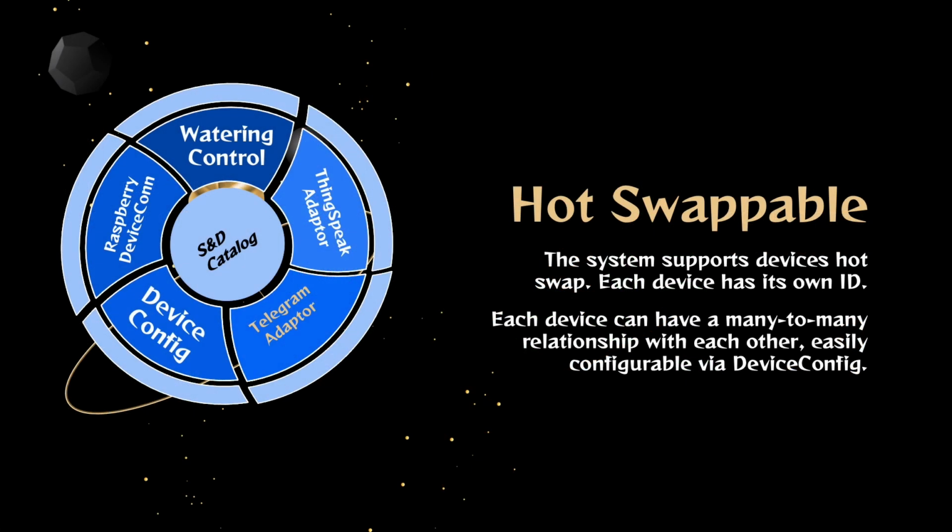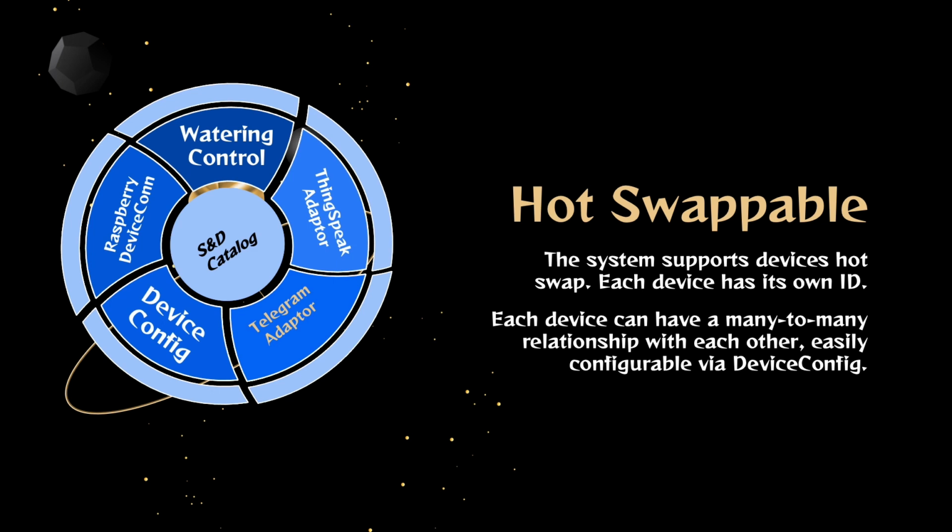The system is hot swappable. Thanks to the microservice architecture, the system doesn't need to be shut down before connecting or disconnecting a new physical device. Moreover, each device has its own static ID, so it can be individually recognized within the system itself. Furthermore, each device can have a many-to-many relationship with each other.